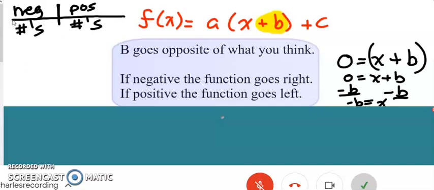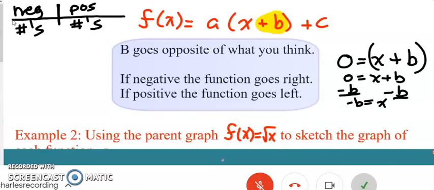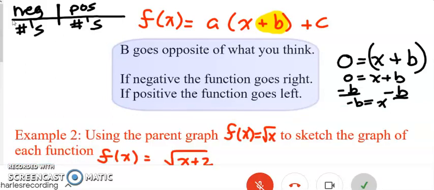So when it comes to your inside portion here, because you're solving for x, it's going to go opposite of what you think. So if it's positive, it goes to the left. If it's negative, it goes to the right. Okay? So let's go to example 2 where we actually talk about the b portion of it. We're going to be using our parent graph of the square root of x to sketch the graph of each function. So f of x equals the square root of x plus 2.